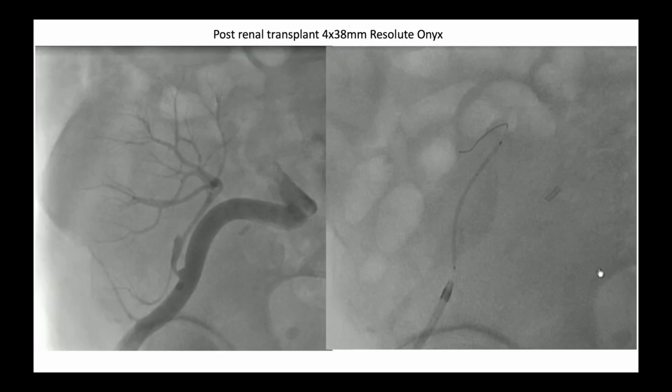The next patient is a 61-year-old male post-renal transplant who presented with worsening graft function and uncontrolled hypertension. Renal Doppler documented a peak velocity of more than 4 meters per second. So, stenosis in transplant renal arteries can manifest as graft dysfunction or resistant hypertension, and percutaneous revascularization has become the preferred management given the complexity of reoperation.